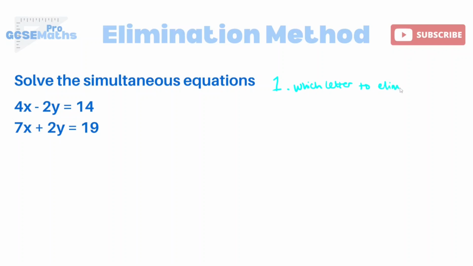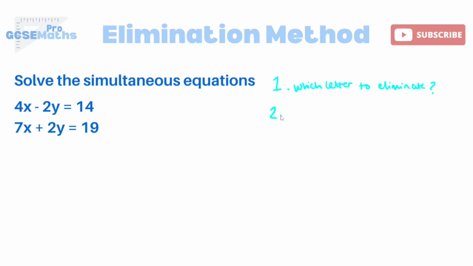Now, this is a choice. You can choose either x or y. However, there's normally an easier option, right? So, looking at the coefficients, which ones of either x or y would be the easiest to make 0? Now, in this case, the easiest route would be to eliminate y, because they're both already 2y, they're the same quantity. Doesn't matter if they're plus or minus at this point, we're just looking purely at the number in front of the letter. So in this case, I'm going to choose to eliminate y.